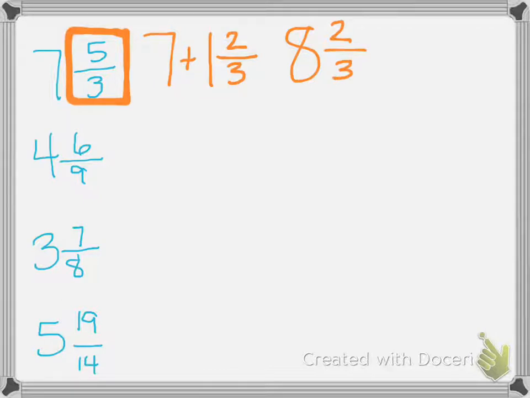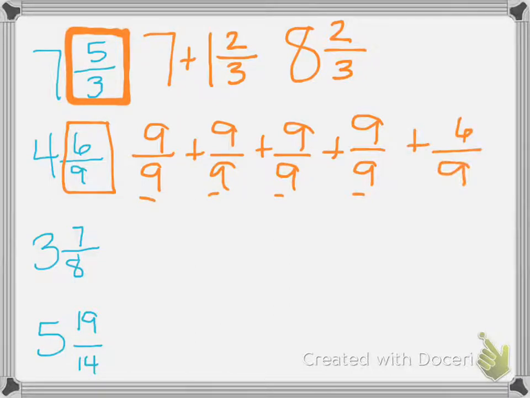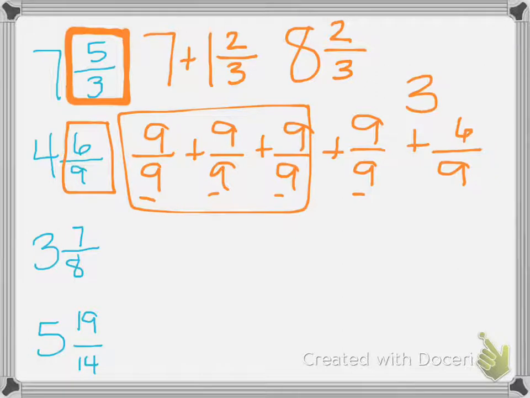For the next one, 4 and 6/9, I look at 6/9, and I see that I can't simplify that anymore if I want to keep the same denominator. However, I can take 4 and I can make that into 9ths. So if I do 9/9 plus 9/9 plus 9/9 plus 9/9, that's 1 whole, 2 whole, 3 whole, 4 whole, plus 6/9, I can play around with it. So maybe I'm going to keep this as 3 wholes, but I'm going to take this whole and add it to my 6/9 to make an improper fraction. 9 plus 6 is 15, and I'm going to leave that denominator the same. So I could change it to 3 and 15/9.